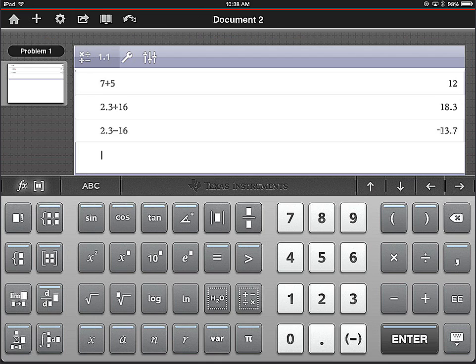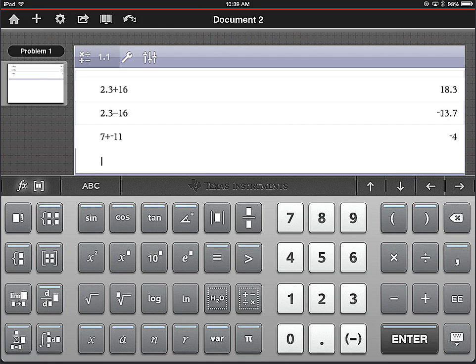Now let's say I wanted to add a negative number though. I need to use this key right here to make the number negative, not the subtract key, the negative button. So to do that, I'm going to do 7 plus negative 11. See the difference between the subtraction sign, which is longer and right in the middle of the numbers, and the negative sign, which is raised a little bit and it's much shorter. When I press enter, the answer, of course, is negative 4.